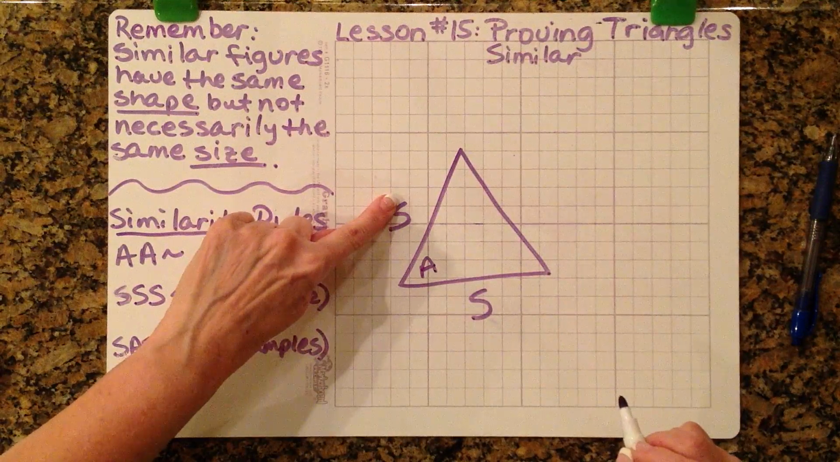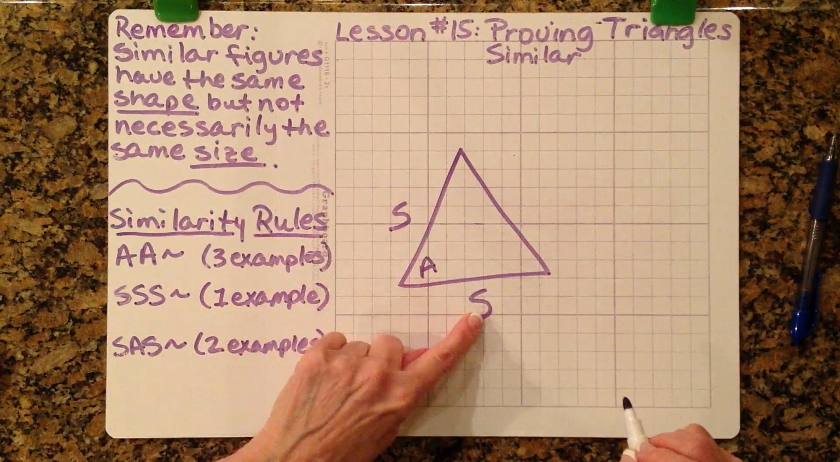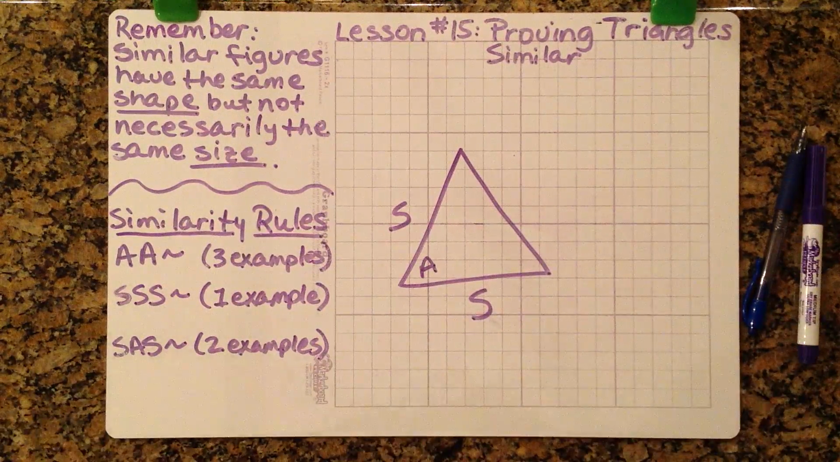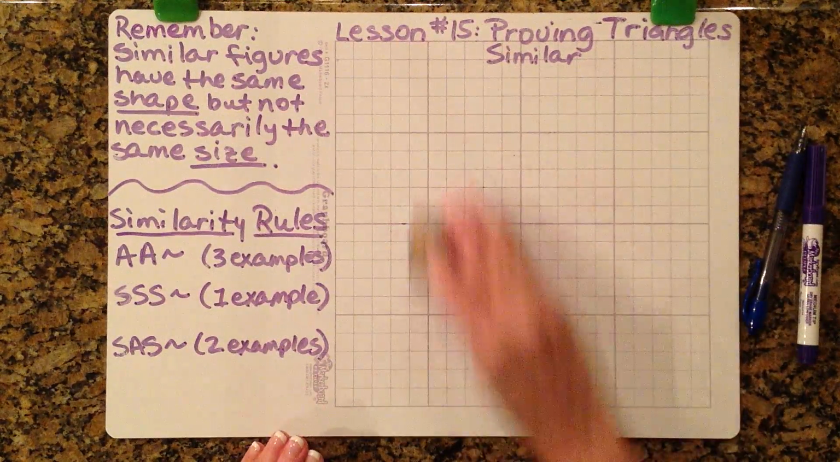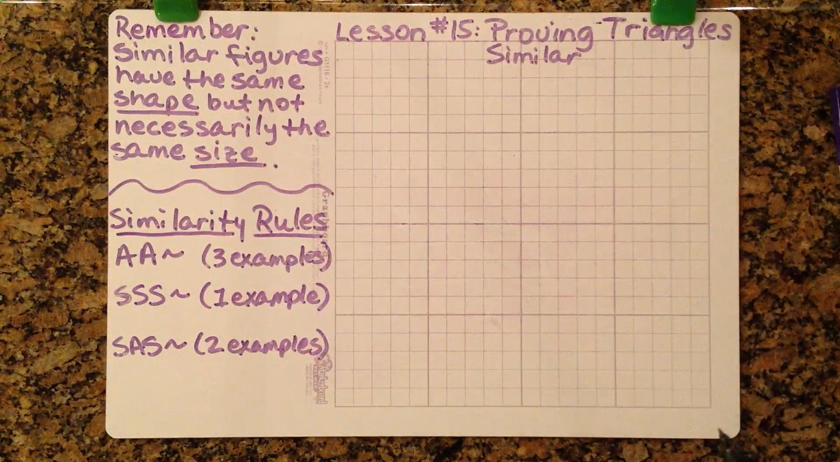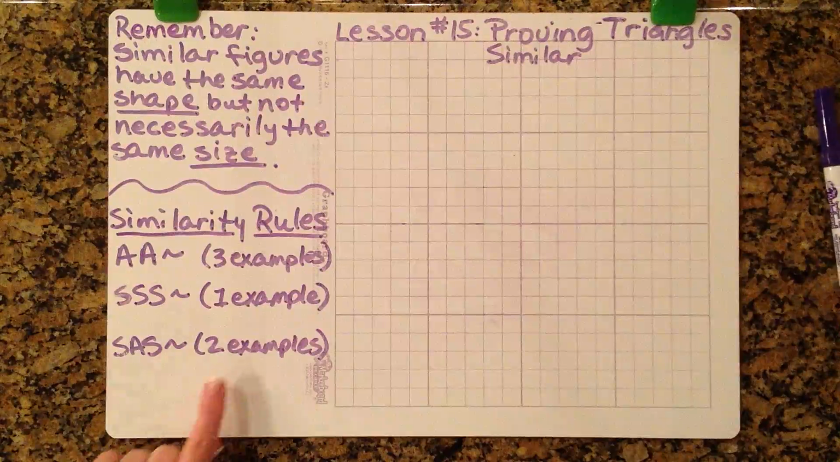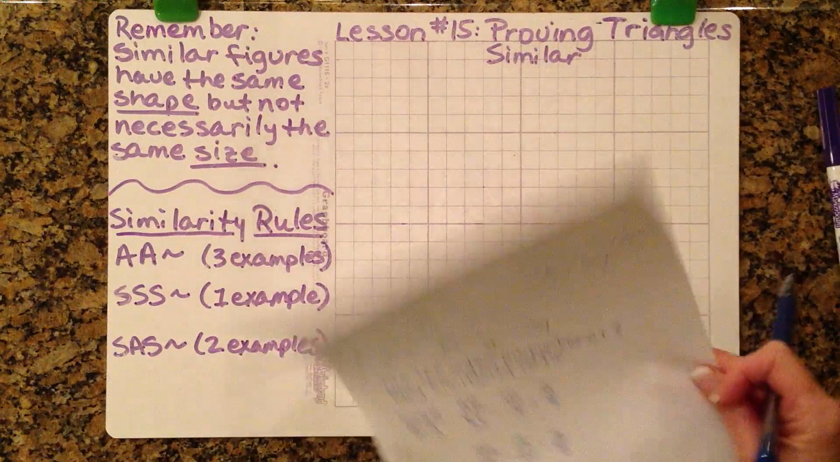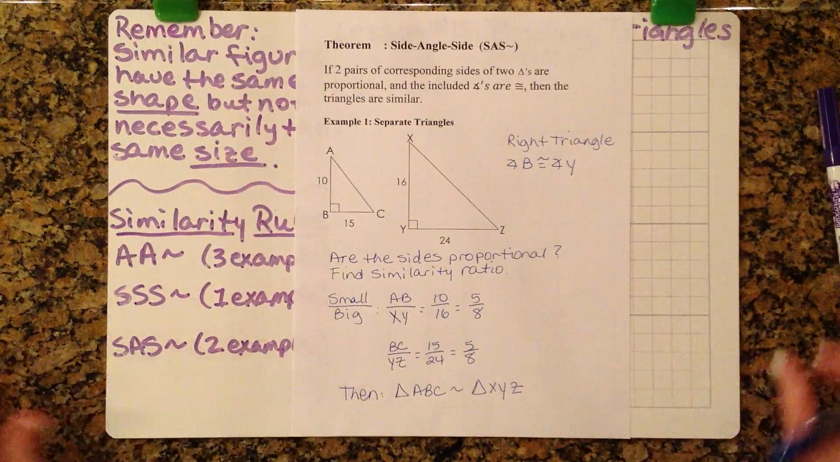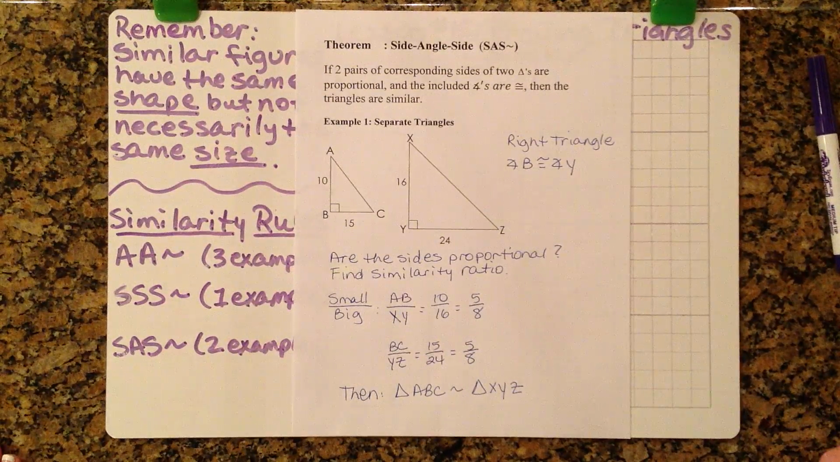So it's got to be side, included angle, and then another side. So that's what we mean by side, angle, side. Kind of like when we did side, angle, side with congruent triangles a couple of chapters ago. With this one, I've got two examples. So here's example 1, and here's the theorem. So if you need to stop the video and write this down, please do.